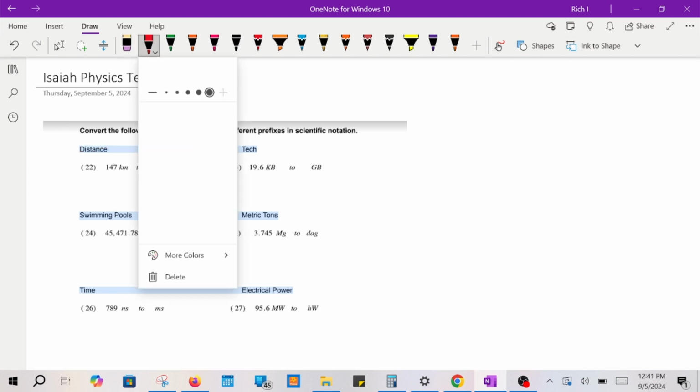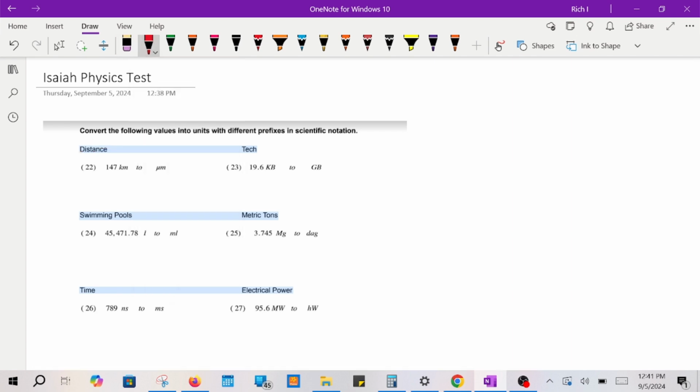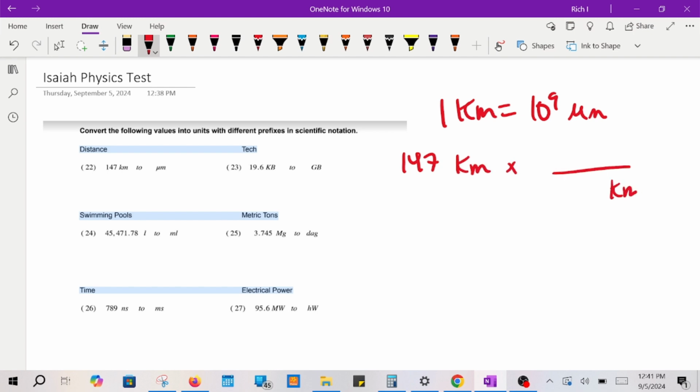Like we figured out yesterday, the key to all this is figuring out the conversion. 1 kilometer is equal to 10 to the 9 power micrometers. So that cool thing that we did with the cross cancellation, that's what we're going to do here. We're going to have 147 kilometers, and we're trying to cancel kilometers. We're going to put kilometers on the bottom and micrometers on the top. So we have 1 kilometer and 10 to the 9 micrometers.